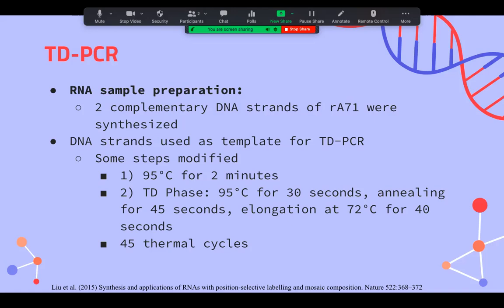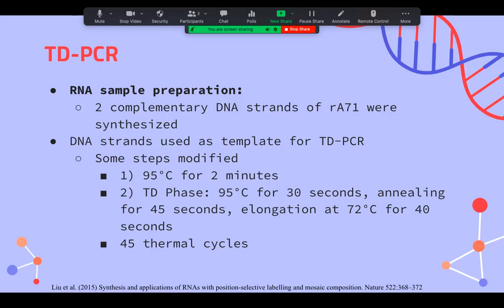The first step heated up the protein molecule to 95 degrees Celsius for 2 minutes. And the second step, which was the TD phase, was also heated to 95 degrees Celsius for 30 seconds, but this time it had an annealing step, which gradually reduced the temperature from 75 to 45 degrees Celsius in 20 cycles, by 1.5 degrees Celsius each cycle.